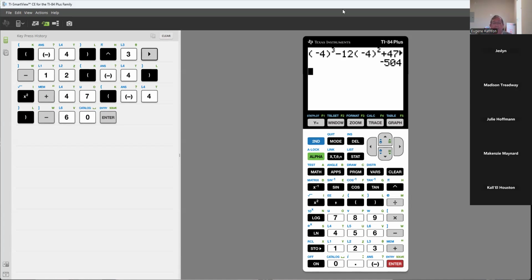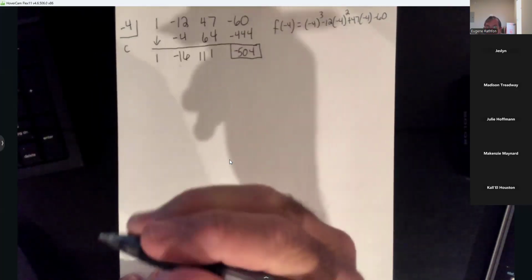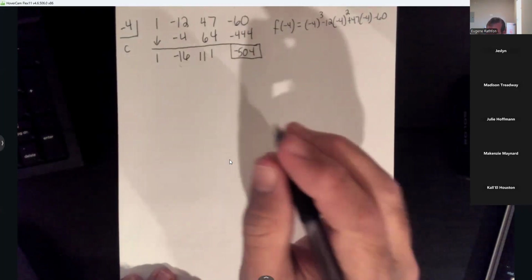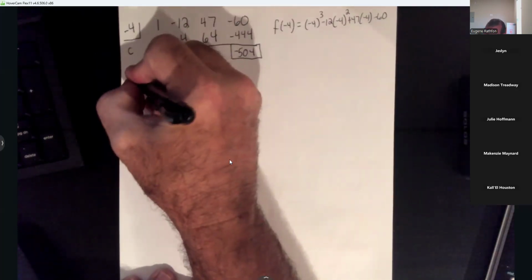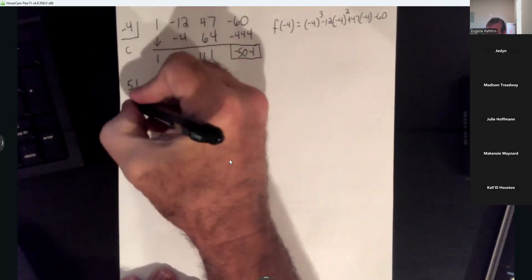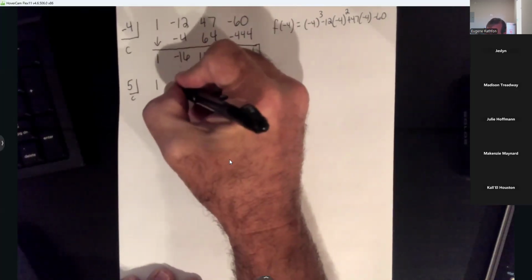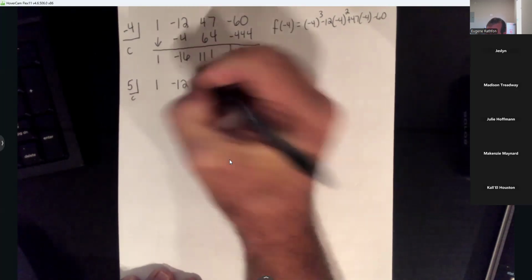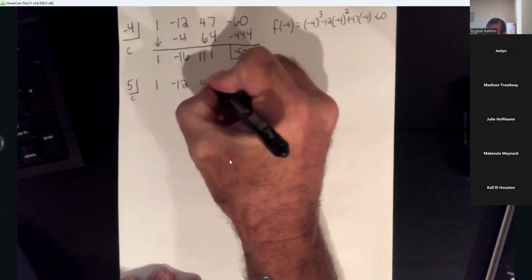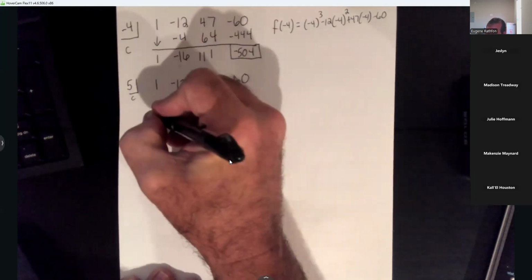So really, if you don't have a calculator with you and you have to evaluate a function, you can use synthetic division, which might be easier than trying to do it by hand, okay? All right, y'all, next we had f of 5. So 5 is my new c here. My coefficients are the same: 1 for the x cubed, negative 12 for the x squared, 47 for the x, and then negative 60.